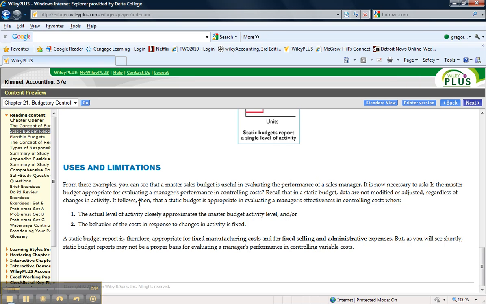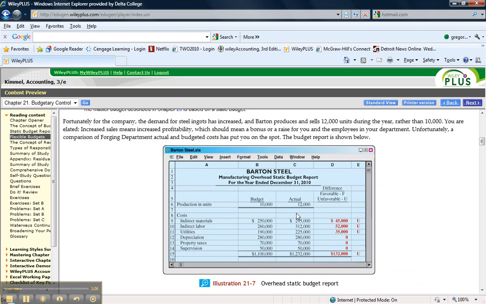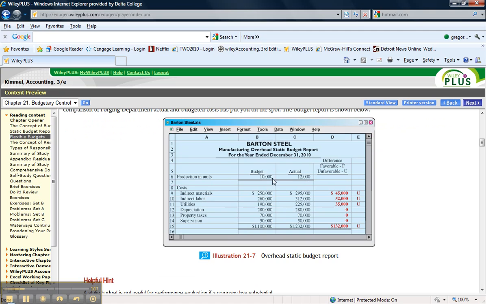It's not a good way to do budgetary control, and I'll show you why right here just by showing you an example of a static budget report. So here is a static budget report for this company Barton Steel, and they budgeted amounts for these costs for the year ended 2010, and going into that period they thought they were going to produce 10,000 units. So when they thought they were going to produce 10,000 units, they thought their costs were going to be these amounts. All right, well that's all well and good before the fact, but then when 2010 goes by and they actually find out that they really produced 12,000 units, then they see their actual costs for that time period were a lot higher, especially for the variable costs.